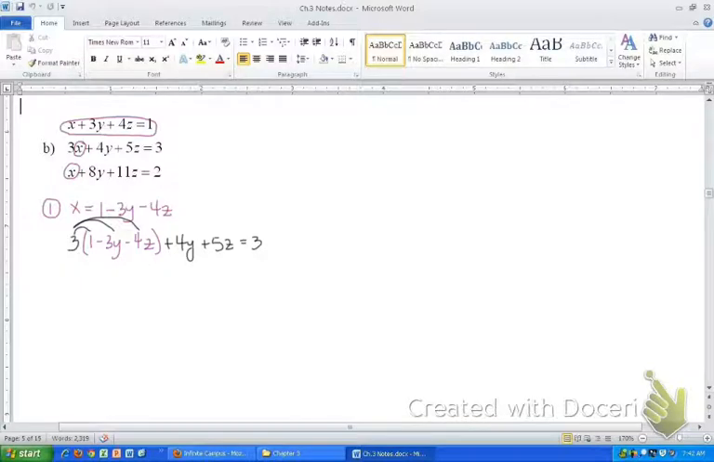So that's going to give us 3 minus 9y minus 12z. And then we still have the plus 4y plus 5z equals 3. Combine your like terms. So again, that's just going to be taking your y's and combining them, taking your z's and combining them, taking your constant over here and subtracting it off of the constant over here. So that's going to leave us with, taking the y's, negative 9y plus 4y is going to be negative 5y. Okay, and then we've got minus 12z plus 5z is minus 7z.